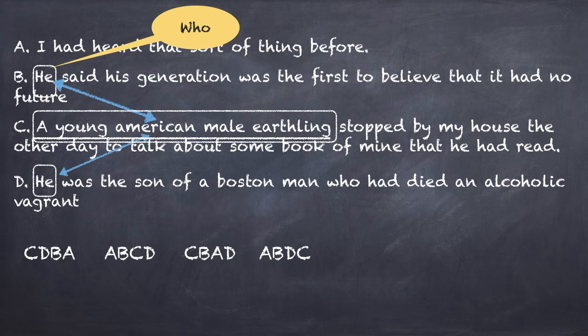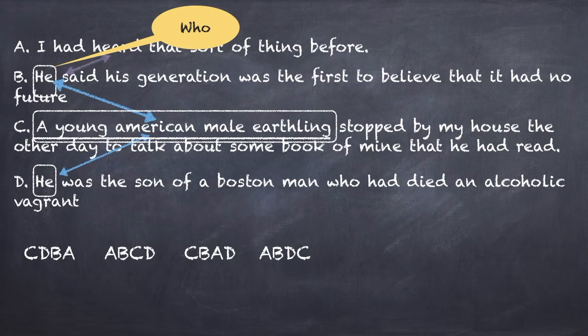Now I pay a little more attention. So a young American male earthling stopped by my house. Again, no need to read further because I've understood somebody has come. He was the son. This is the introduction of the person, who he is, where has he come from. He was the son. So after C, I should be going for D. If I do that much, my answer is done. My answer is C, D, B, A, right?